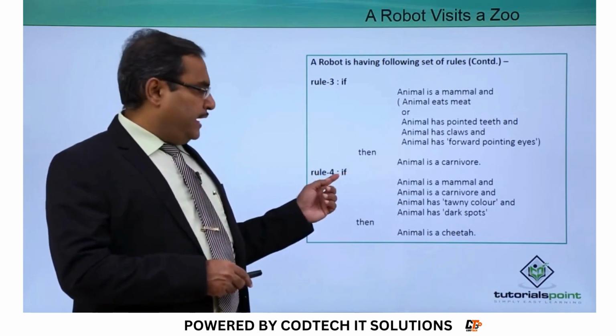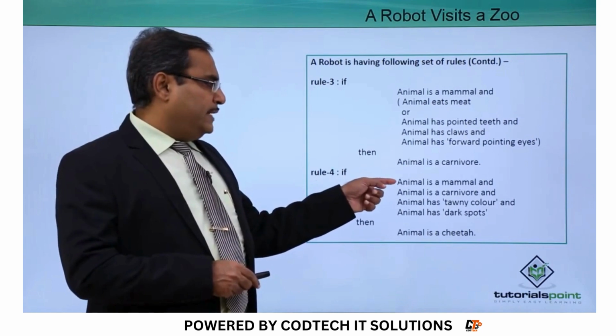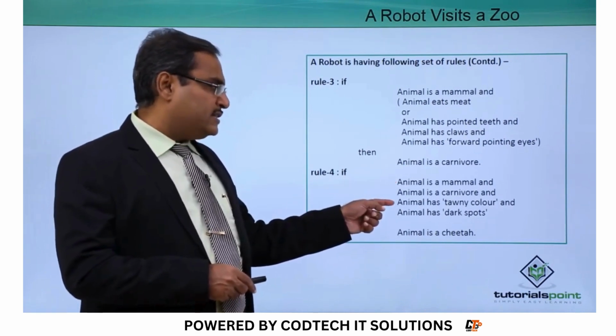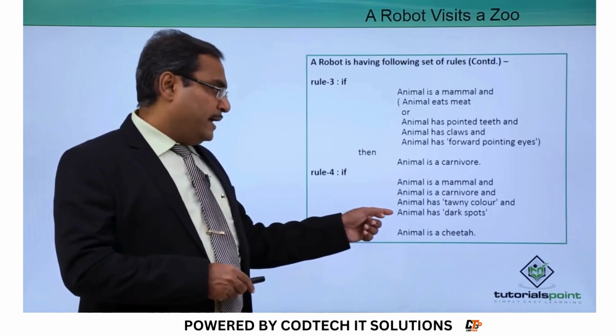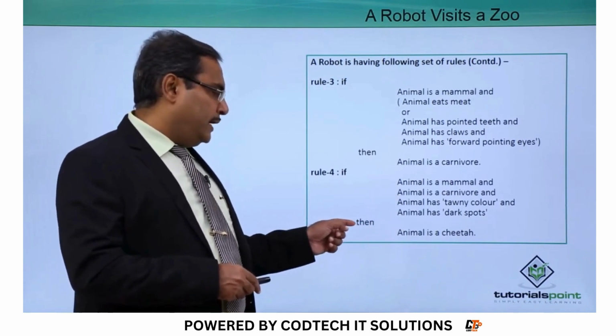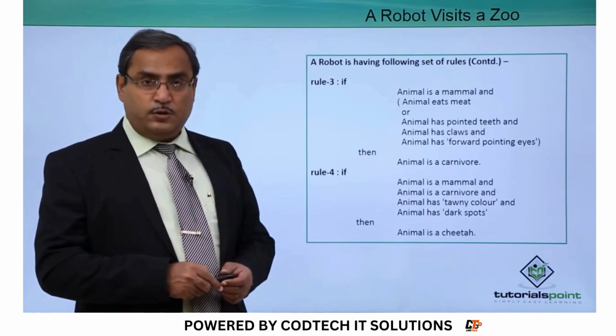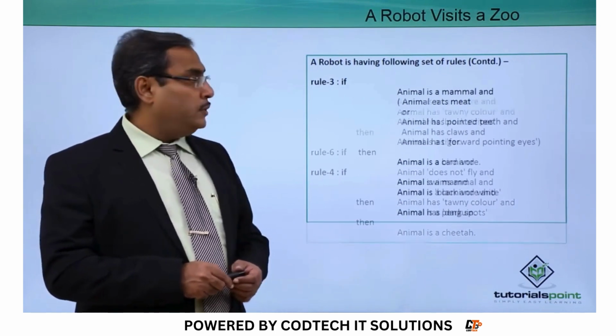Rule number 4: if the animal is a mammal and the animal is a carnivore and the animal has tawny color and the animal has dark spots, then the animal is a cheetah. So in this way the inference will be made by the robot.